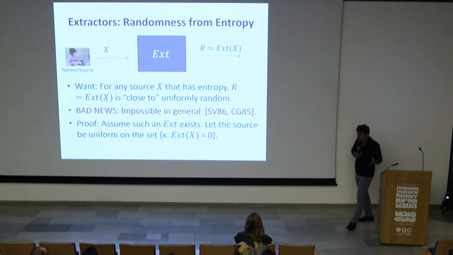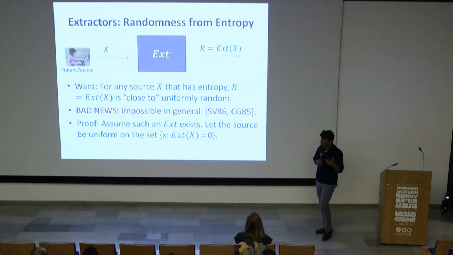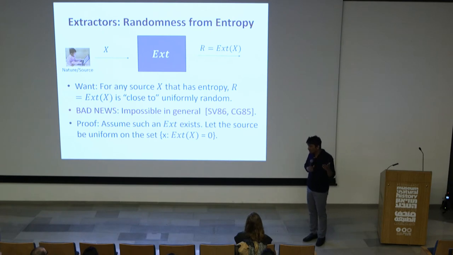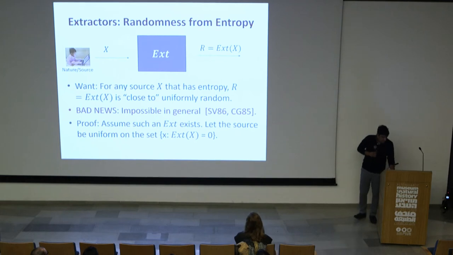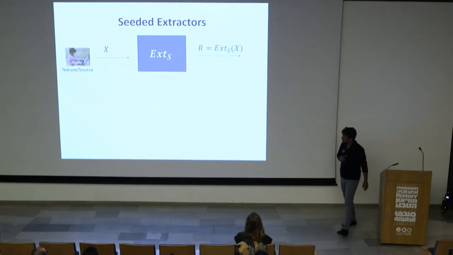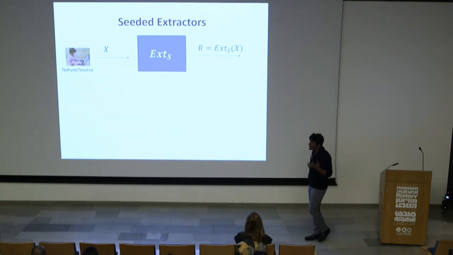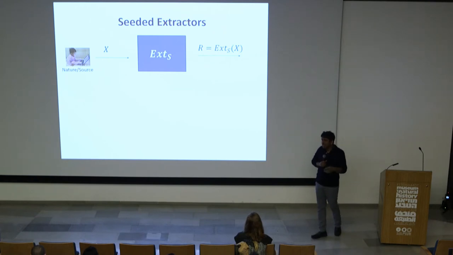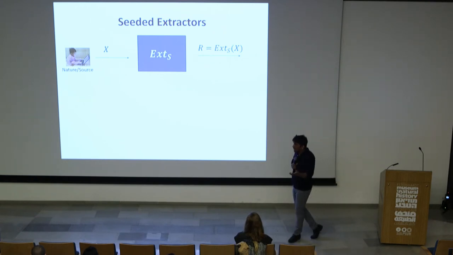We found many different ways to get around this very simple impossibility result. I know of at least three ways, and I'm only going to talk about one of them here. That leads us to the notion of seeded extractors. Here the idea is, you don't let the extractor run by himself. You seed him.